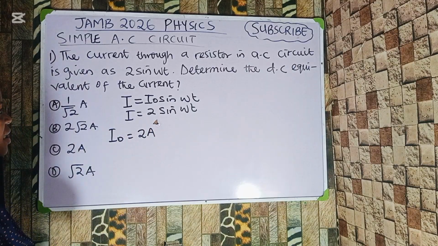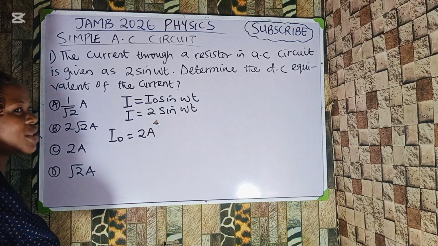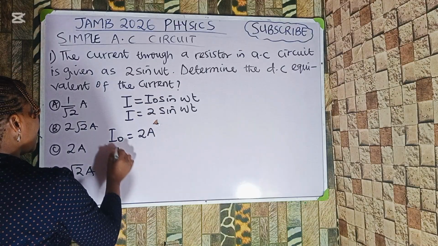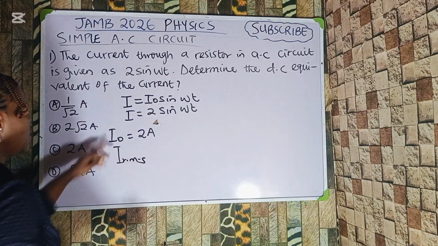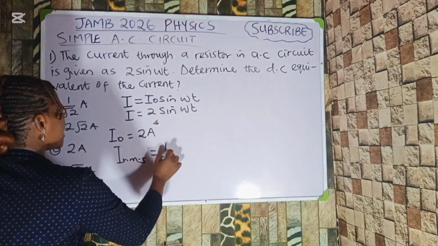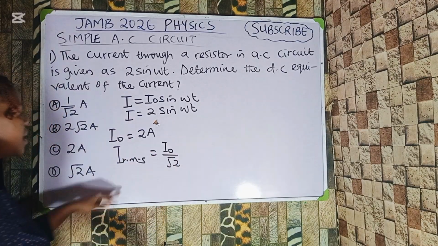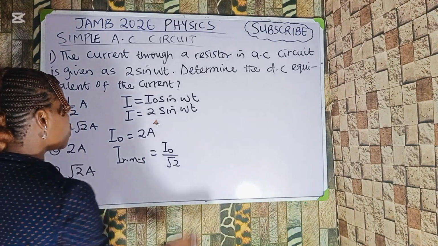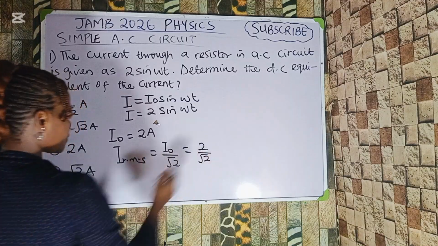Now what is the DC equivalent of the current? That DC equivalent of the current is what is said to be the root mean square of the current, okay? That is I RMS, okay? And they relate to the peak in this formula, which is I naught over root 2. Okay, now for us that we have gotten our peak current, we just have to work it out by saying this is 2 over root 2.